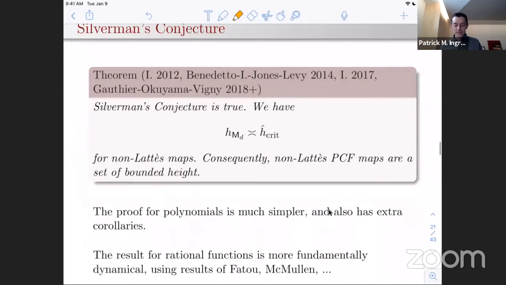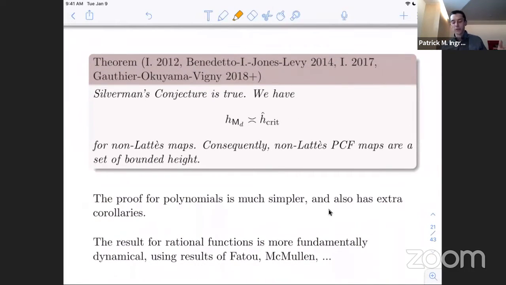Okay, so I'm going to cut a long story short in some ways. So theorem: the conjecture on the last slide is true. I've given whole talks that live between these two slides, but I didn't want to do that today. So the statement is basically that this conjecture is true as stated: any ample height on M_d is comparable to the critical height, except on the locus of Lattes maps.